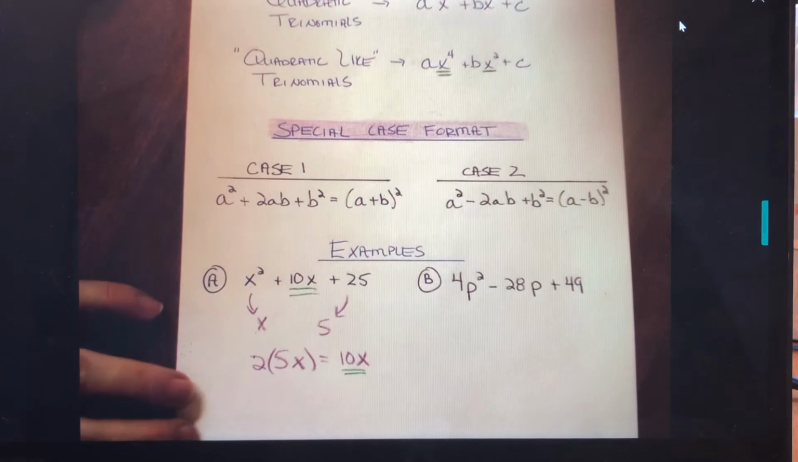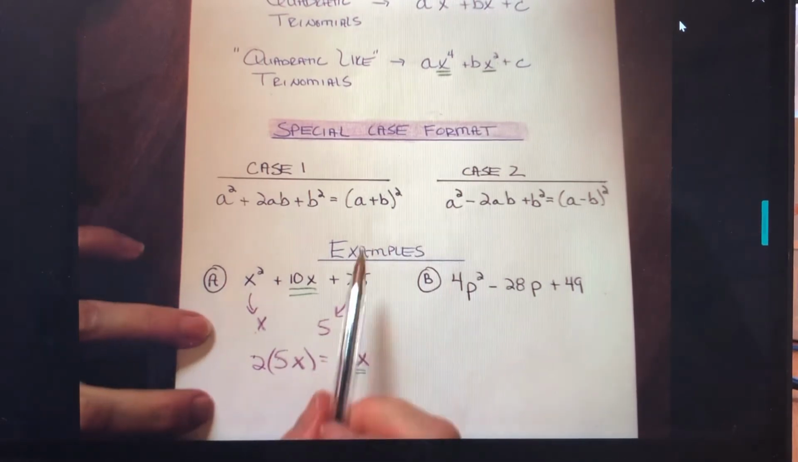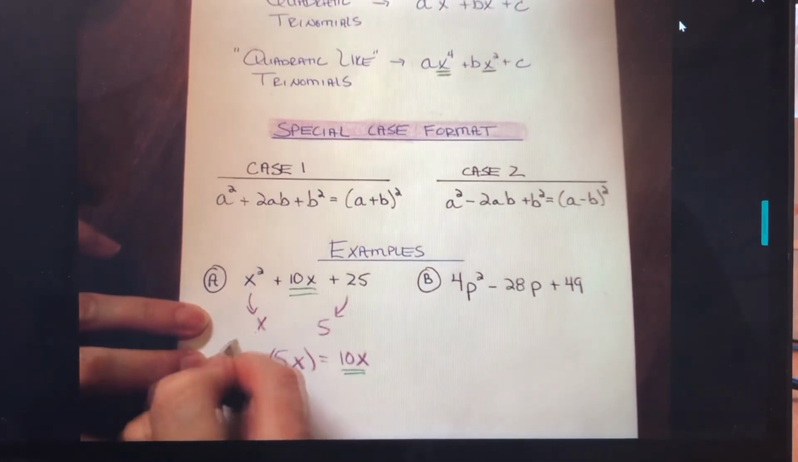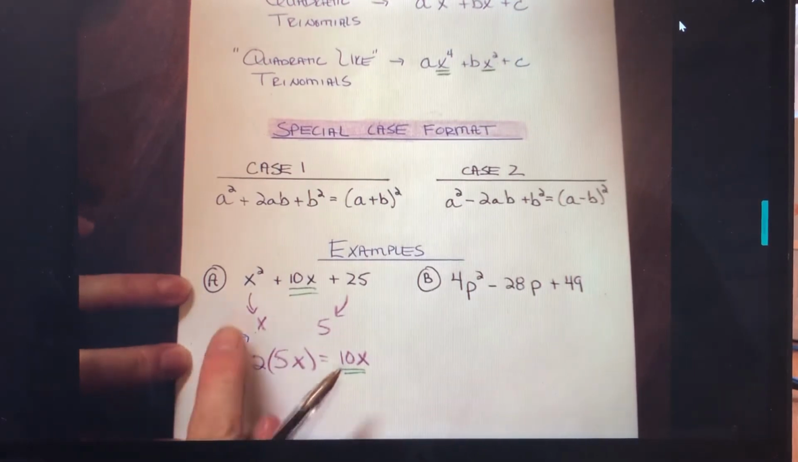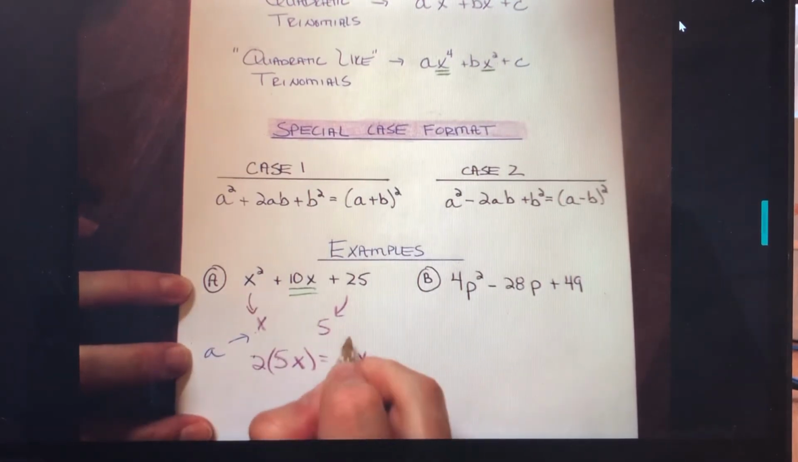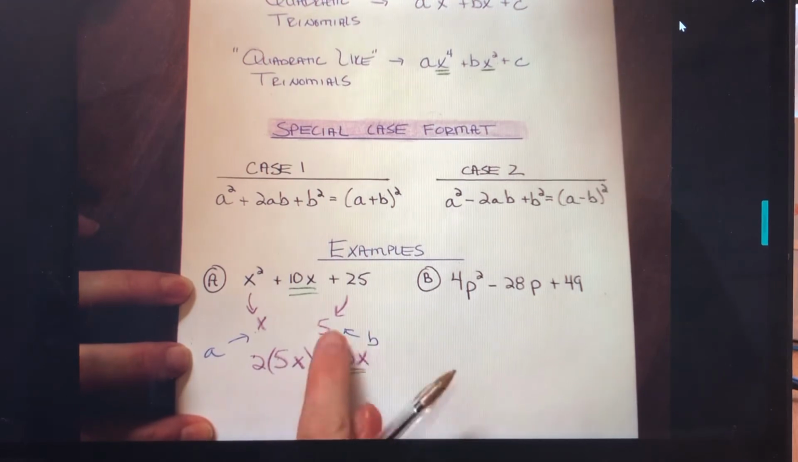So how would I write that out in factored form? This will be my A. That is what has been squared there. The 5, that's my B. That's what has been squared there.